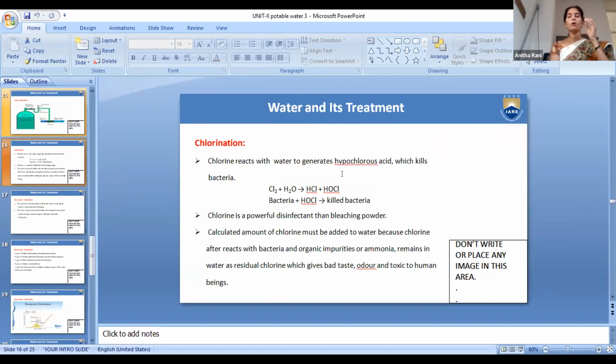Okay. So to know exactly how much chlorine we have to use to kill all the bacteria present in water and to remove the impurities present in water, we can know by breakpoint chlorination.